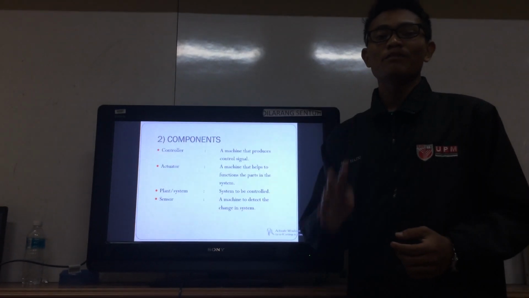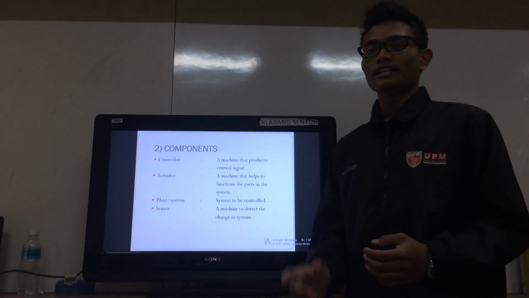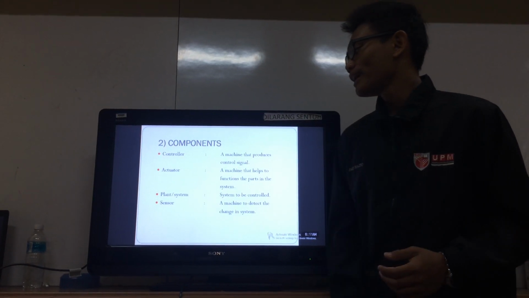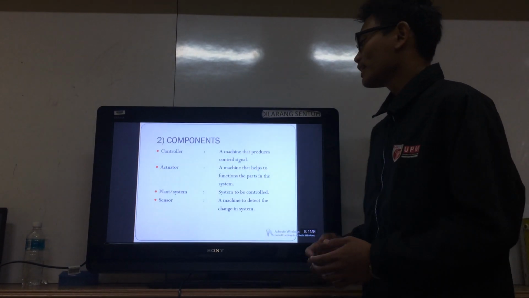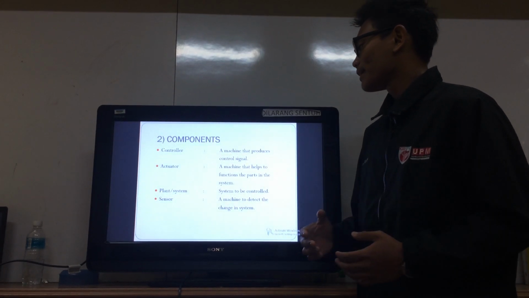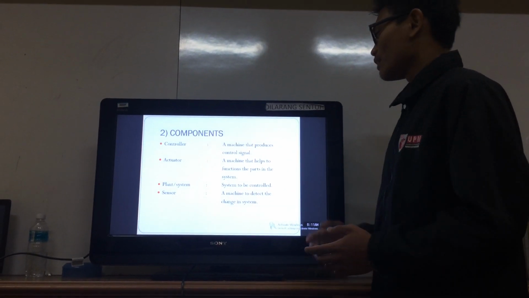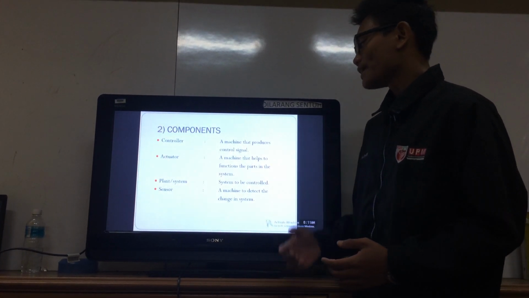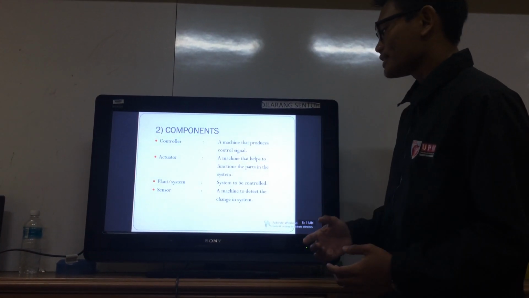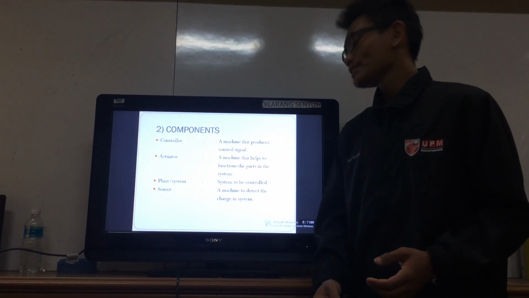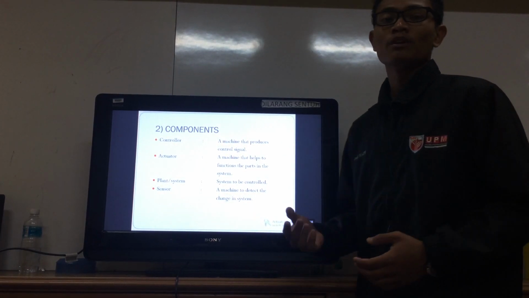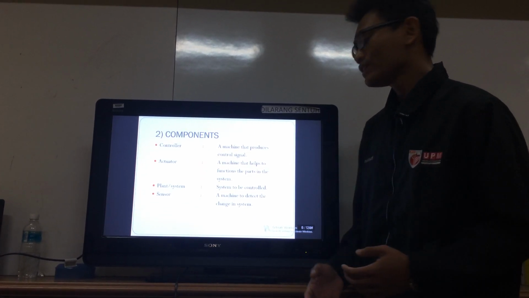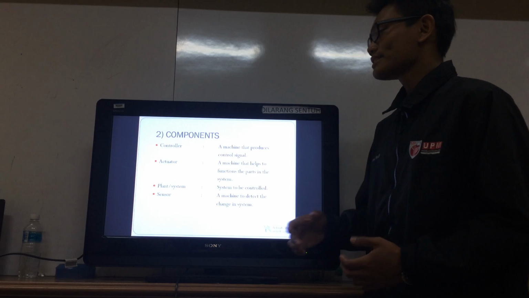Okay, there are four main components in the closed loop system, which are the controller, actuator, plant or system, and sensor. The controller is the machine that produces the control signal, while the actuator is a machine that helps to function the parts in the system. The third one is the plant, or we also call it a system, which is the system to be controlled. And the last one is the sensor, which is a machine to detect the change in the system. Okay, next.